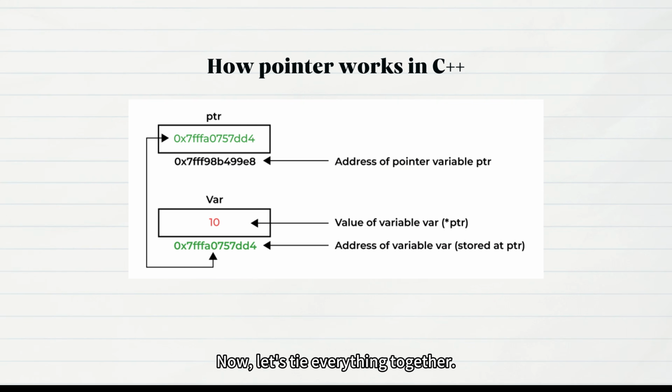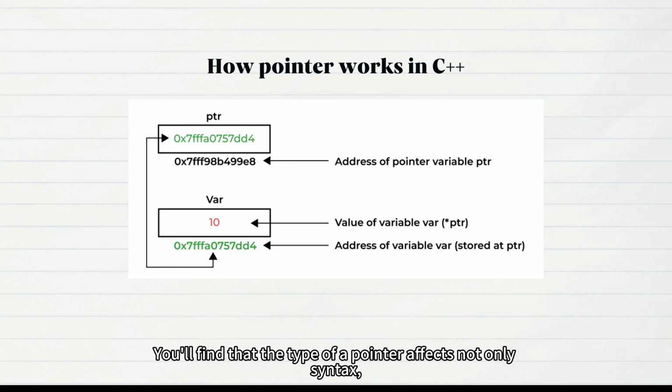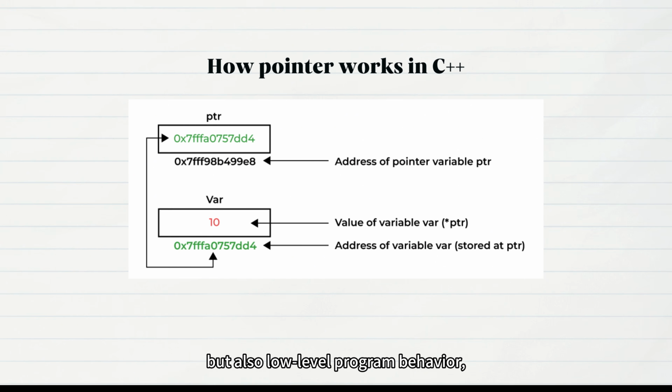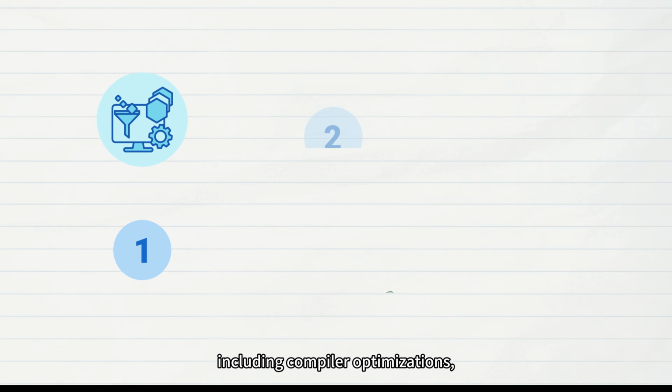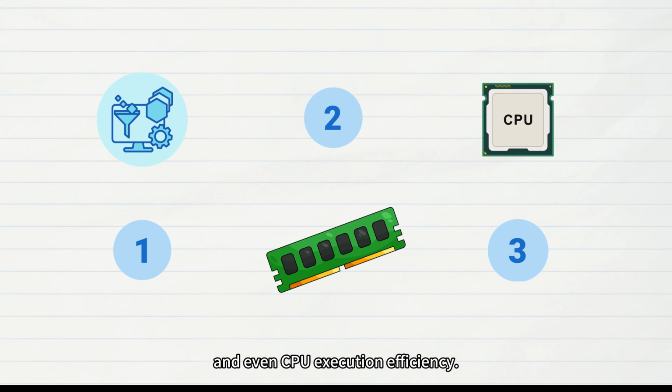Now let's tie everything together. You'll find that the type of a pointer affects not only syntax, but also low-level program behavior, including compiler optimizations, memory access patterns, and even CPU execution efficiency. This is the essence of pointers.